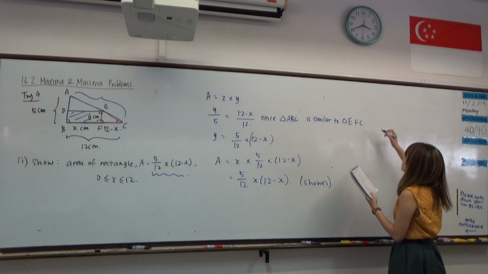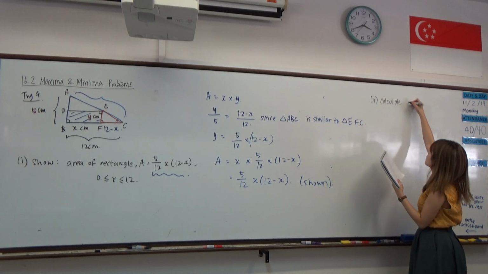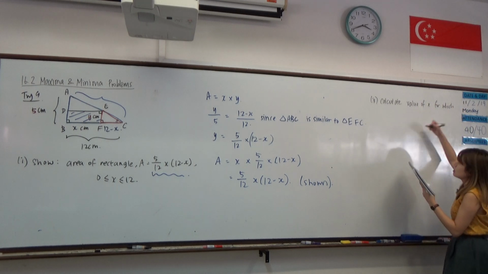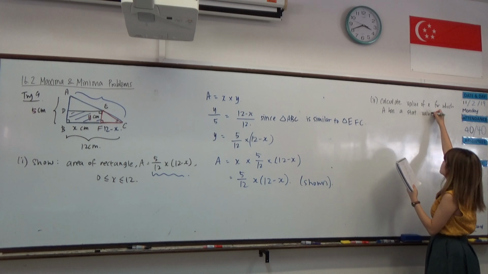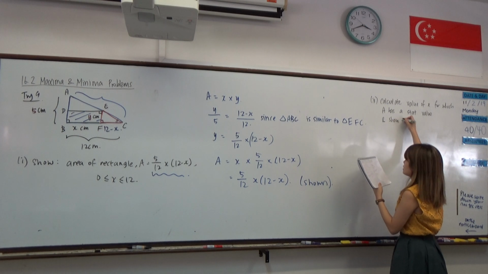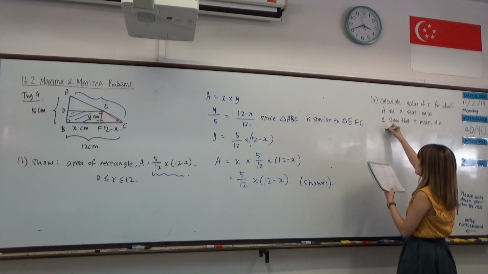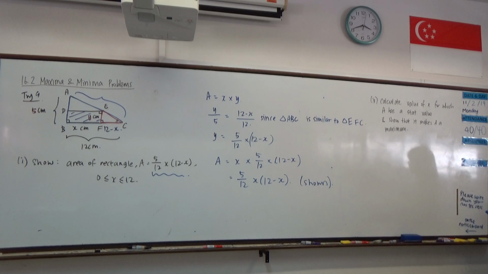And then in part 2, similar to the previous question, calculate the value of x for which A has a stationary value and show that it makes A a maximum. Okay, so what should we do first? Calculate the value of x for which A has a stationary value.